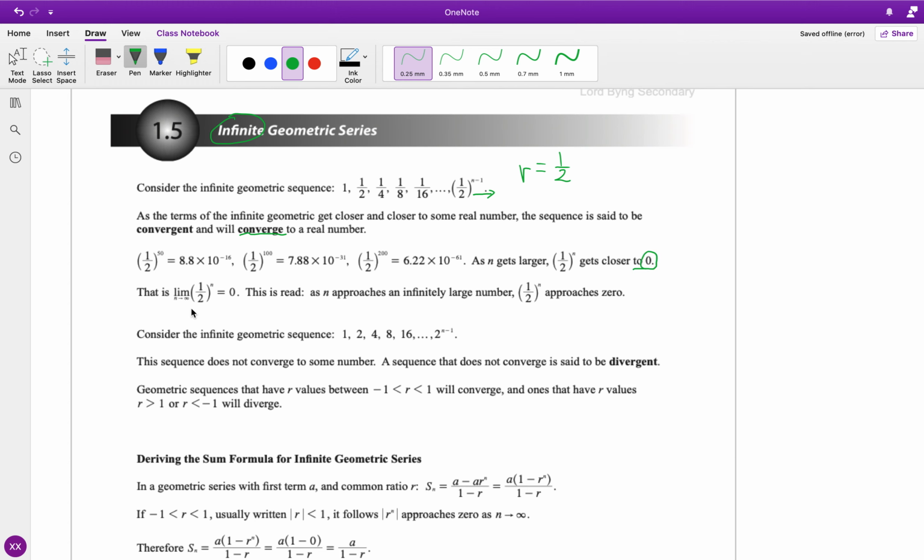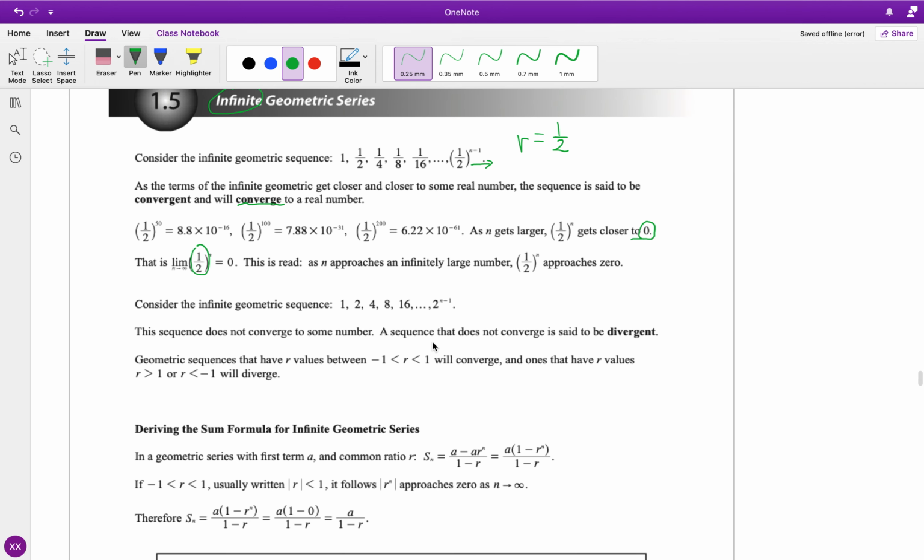So the way to say it is, well, this is basically the starting point of calculus. When n approaches infinity, and also here it is positive infinity, the limit of this type of number approaches zero. So again, as n approaches an infinitely large number, or as n approaches positive infinity, the 1/2 to the power of n approaches zero.